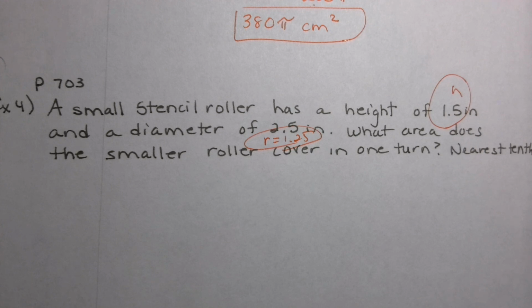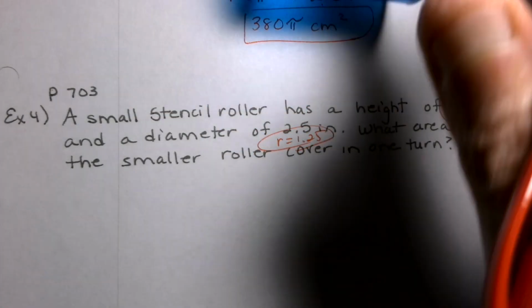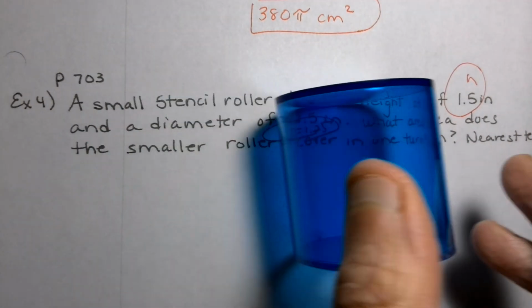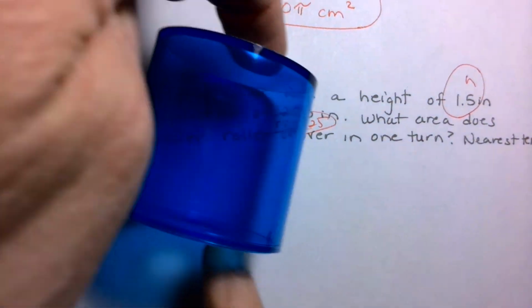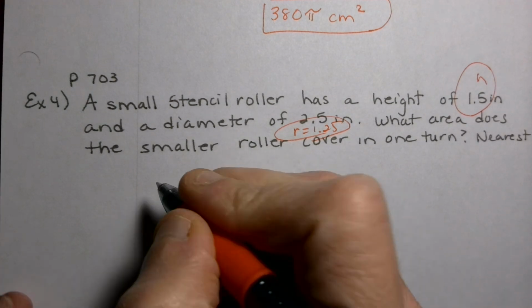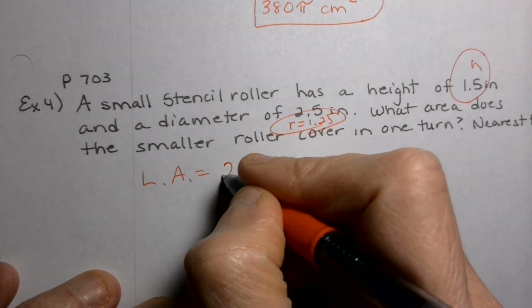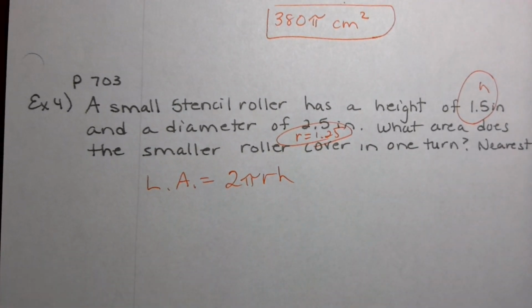What area does the smaller roller cover in one turn? So if we have a roller, and we're talking about how much it's going to cover in one turn, we're not talking about these sides. The circles never touch, do they? It's the, what do we call that? It's the lateral area. When we add the bases to it, that's the surface area. But the bases aren't covering it. So we only are looking for the lateral area in this one, which was 2 pi rh.